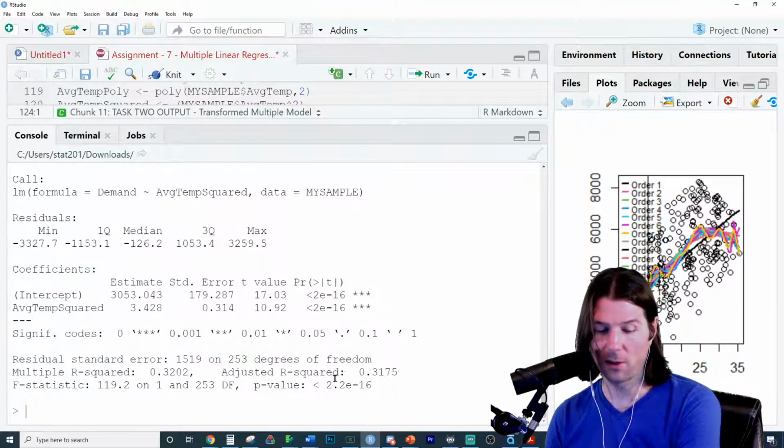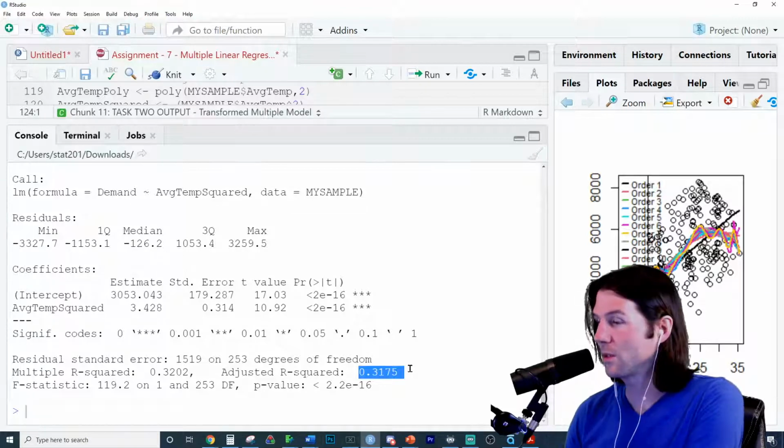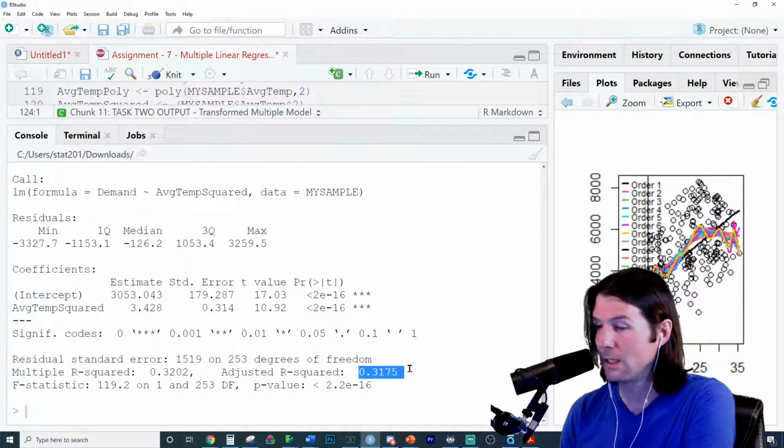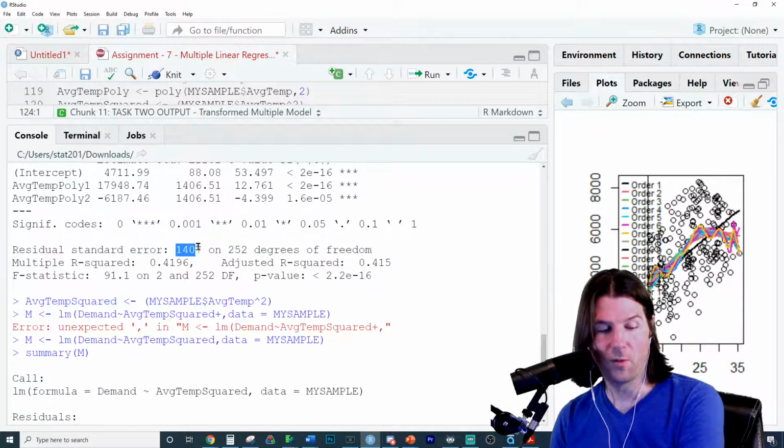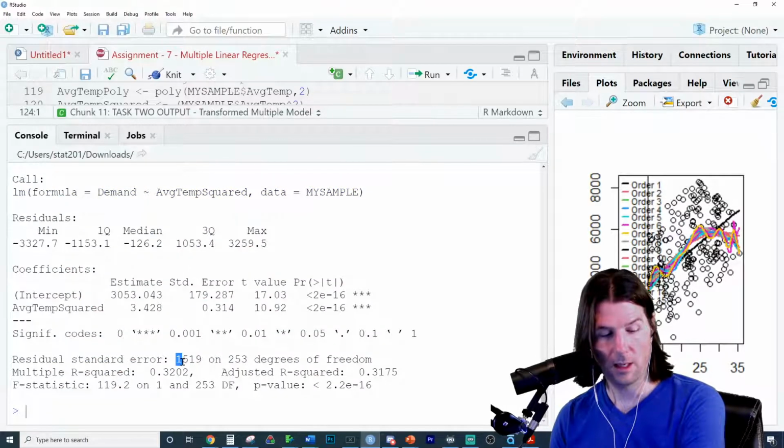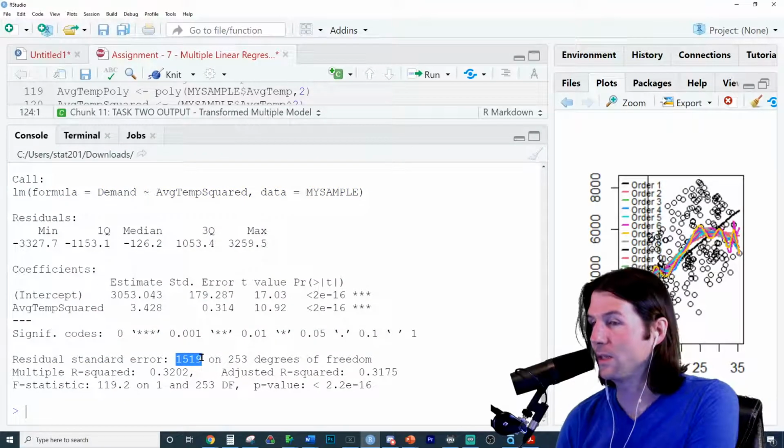41.5 R squared adjusted, and look over here, 31. The R squared adjusted is about 10% lower, which is a big dip. Then look right here, 1407, and yeah, good. This is the worst model, 1519.